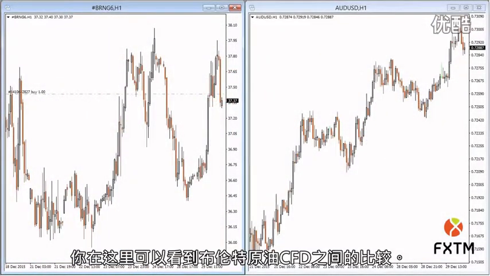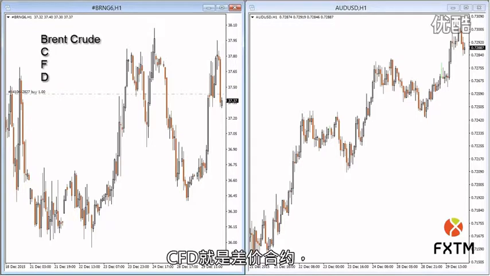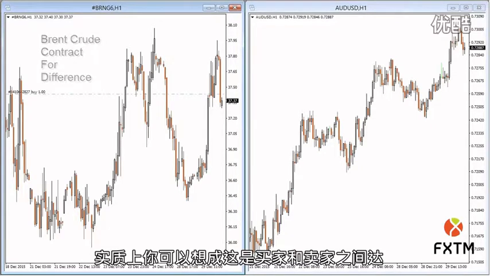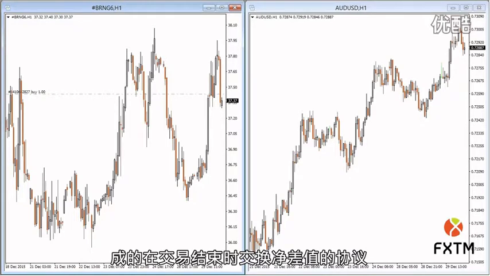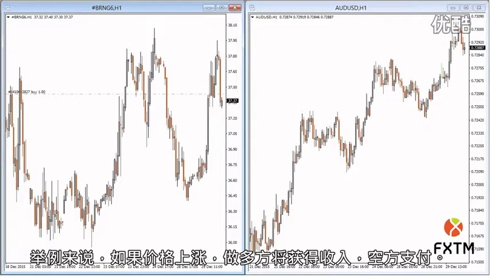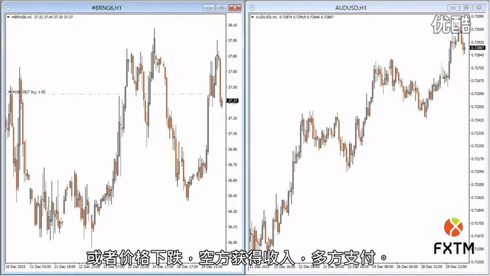So here you can see a comparison between the CFD for Brent crude oil. CFD stands for contract for difference. You could think about it as an agreement between the buyer and the seller to exchange the net value difference at the end of the trade. So for example, if the price has gone up, then the long side is going to get paid and the short side is going to do the paying. Or if the value has gone down, then the short side is going to be paid and the long side is going to be doing the paying.